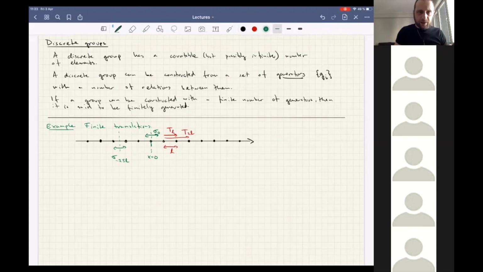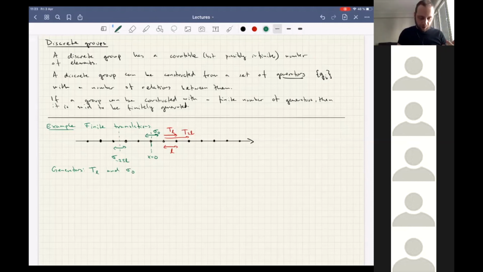If I want to write down the generators of this symmetry group, it's actually enough if I consider just sigma 0 and the translations by L. So those two transformations are going to generate this symmetry group. So the generators are going to be TL and sigma 0.